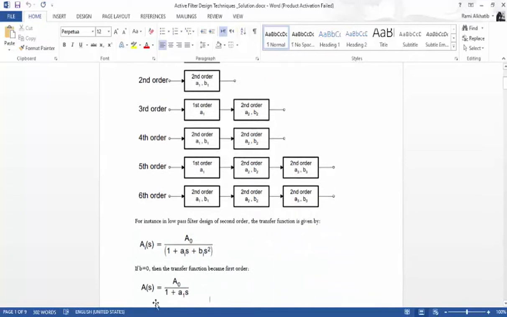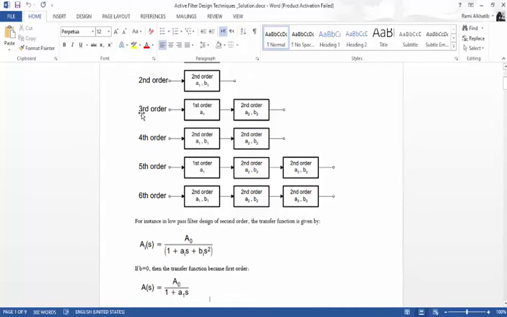Okay, this is the transfer function of the first order. We only need A1, and B is equal to 0. On the second order, we have a characteristic equation of second order, and we need to determine A1 and B1.